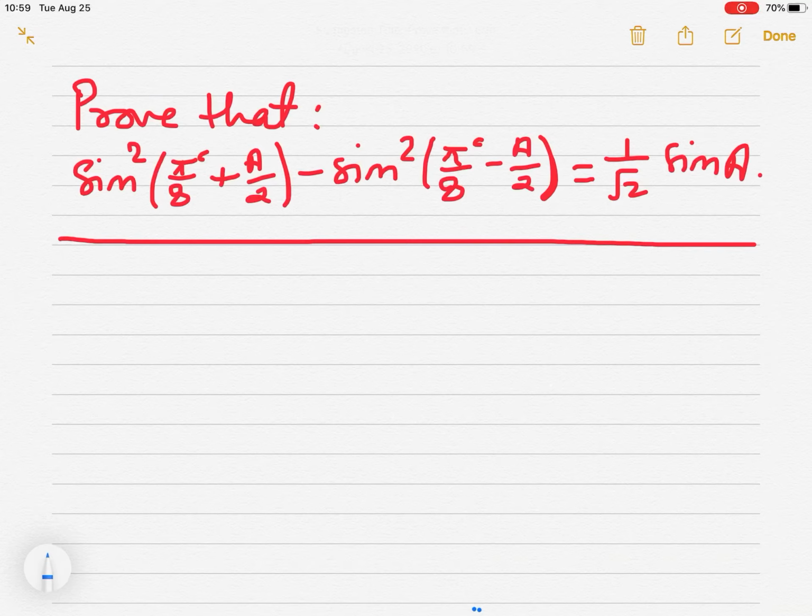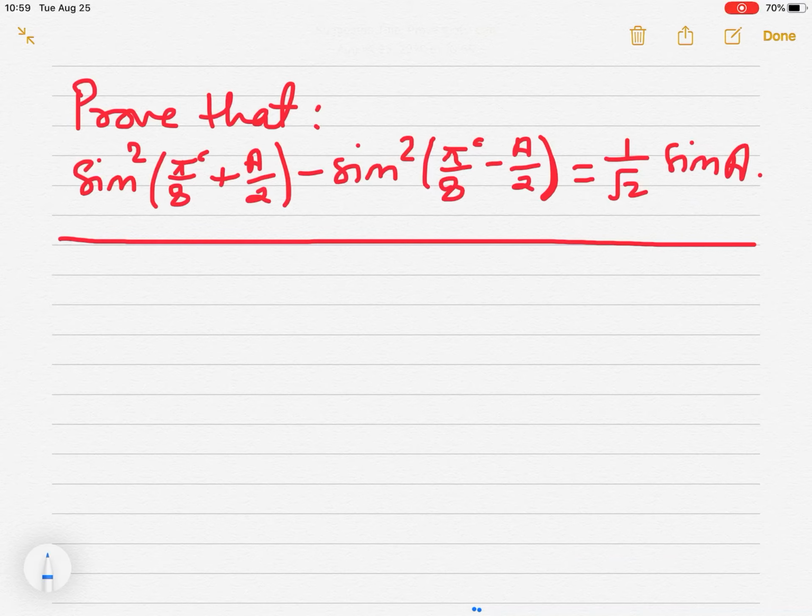Dear students, today I am going to teach you one question related to proving identity of trigonometry, and it is related to the chapter transformation of trigonometric formulae. And the question is like this: prove that sin² (π/8 + A/2) − sin² (π/8 − A/2) is equal to 1/√2 sin A.